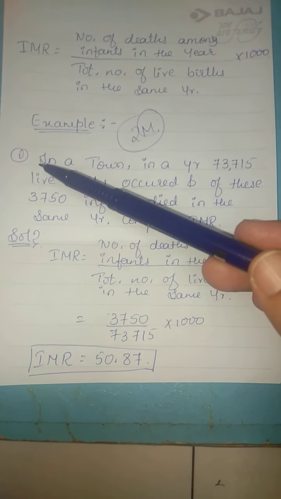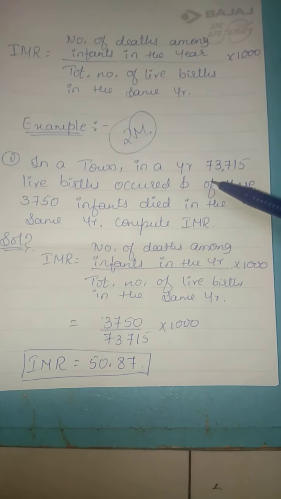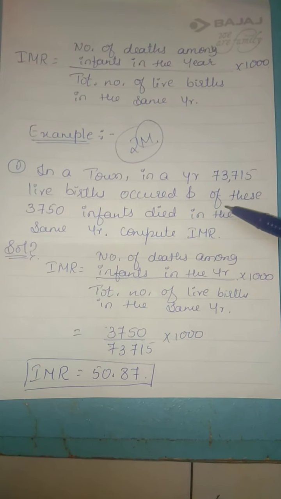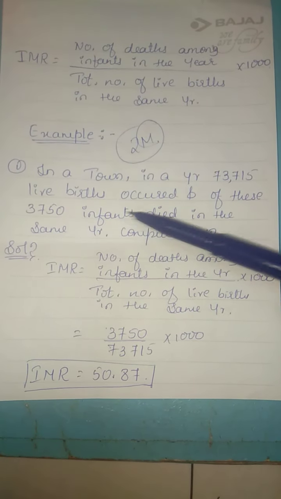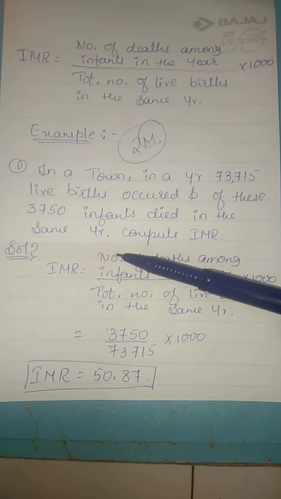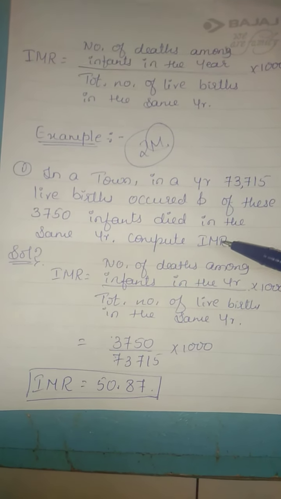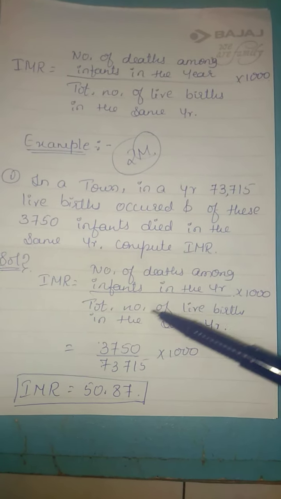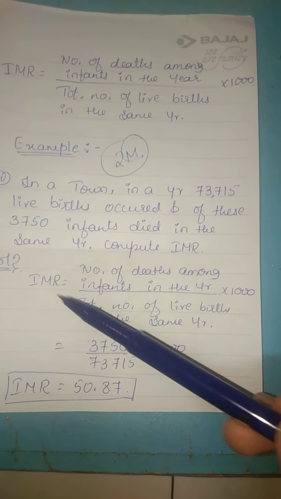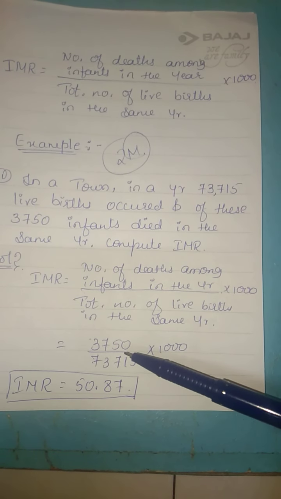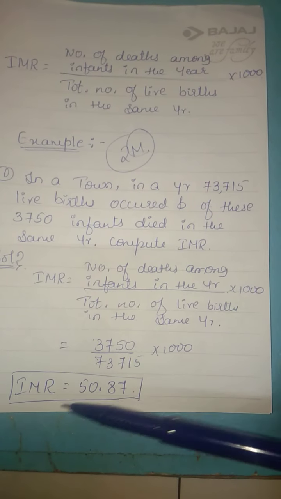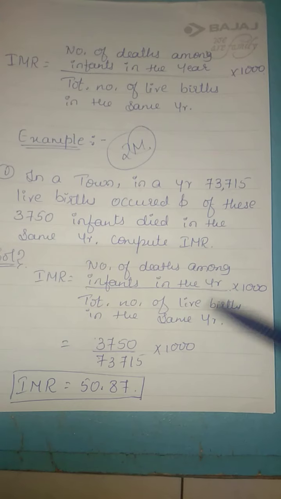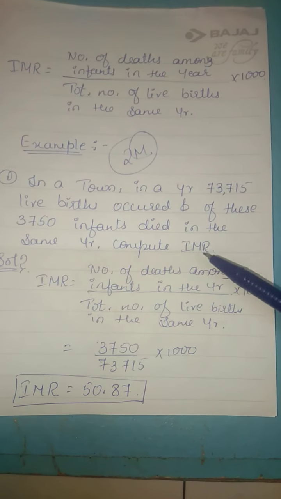We'll consider this. In a town, in a year, 73,715 live births occurred, and of these, 3,750 infants died in the same year. Compute IMR. Very simple. They have given the data directly. Write the formula, substitute and get the result. Here IMR is equal to 50.87. Into 1000 is compulsory because we are calculating per 1000.